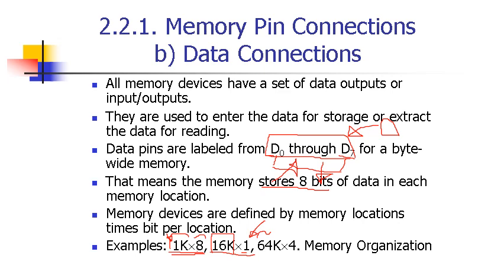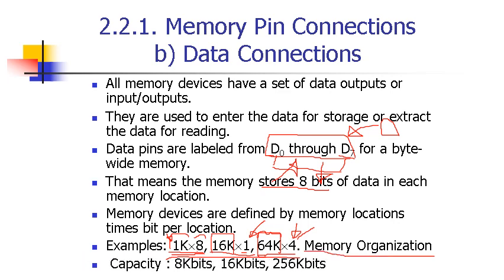In some other instances, you may require a memory location of 4 bits. So this is now a memory device containing 64K memory locations, each of 4 bits. Such indications are referred to as memory organization.